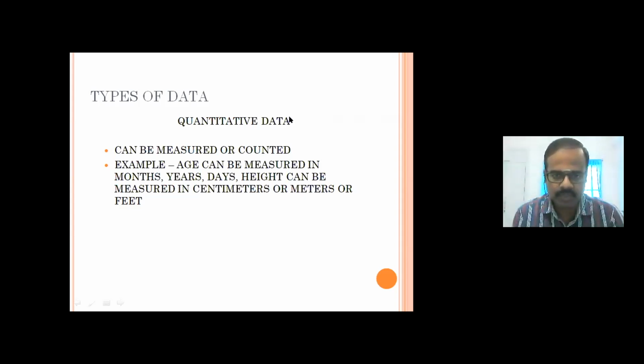So similarly, quantitative data means the data which can be measured or counted. Examples are given here. Age. Can you measure your age? Yes, it can be expressed in terms of numbers, right? Those numbers can be in terms of months, years, days. Height can also be measured. Blood pressure is a measurable data, and blood cholesterol level is a measurable data. Anemia in terms of hemoglobin measurement. All these things are quantitative data because the data becomes measurable.